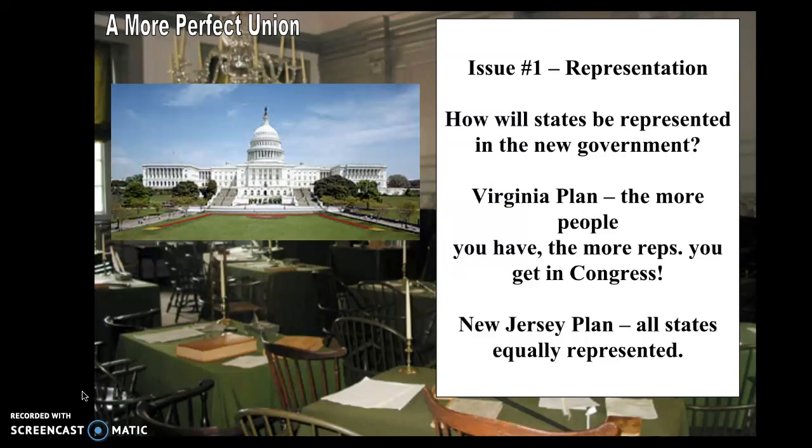The more people you have, the more representatives you can send to Congress, meaning the House of Representatives. The New Jersey Plan says all states should be equally represented, meaning no matter the population, if you have a lot of people or just a few people, you should have an equal number of representatives, because otherwise it makes certain states more powerful than others.